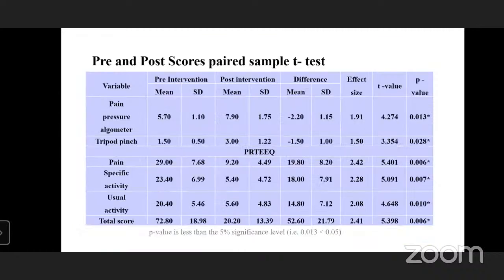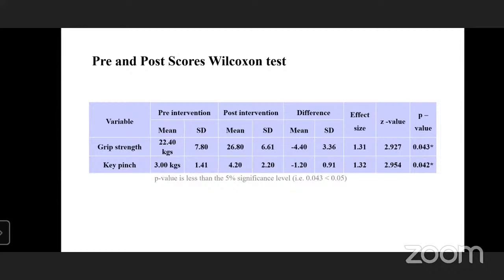And pre-post score, paired sample t-test. Here you can see all the variables have been significant. The p-value is considered significant if it is less than 5%, which is 0.013, less than 0.05. Here the pain pressure algometer, tripod pinch, and all the subscales in the questionnaire have been considered significant. And here for grip strength and key pinch, Wilcoxon test was used because they both haven't come under normal distribution. So here also they both have been considered significant. Their significance level is 0.043, less than 0.05.